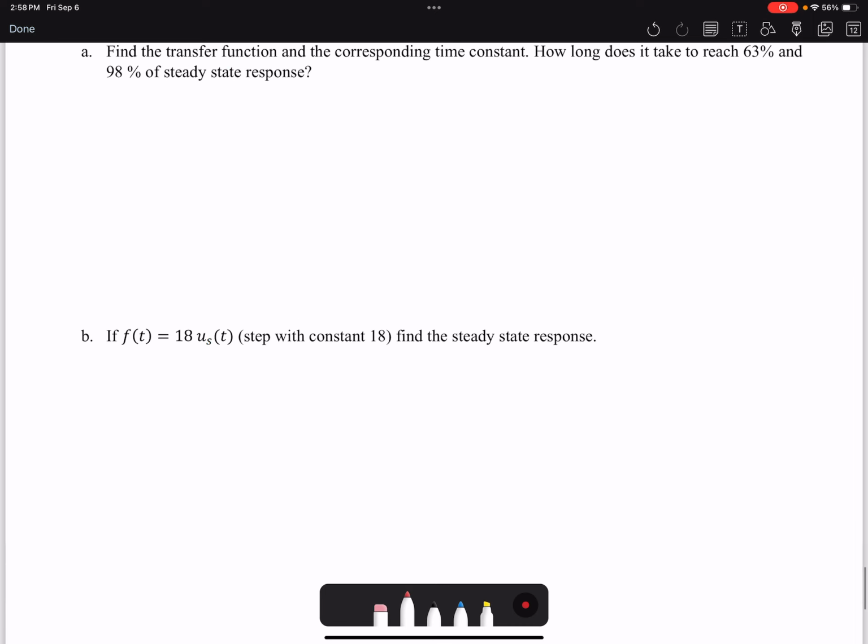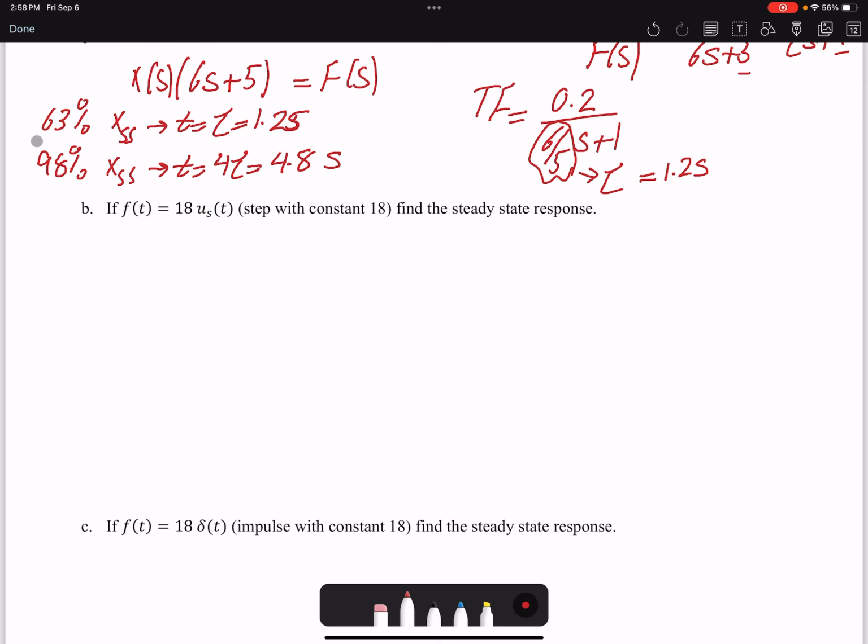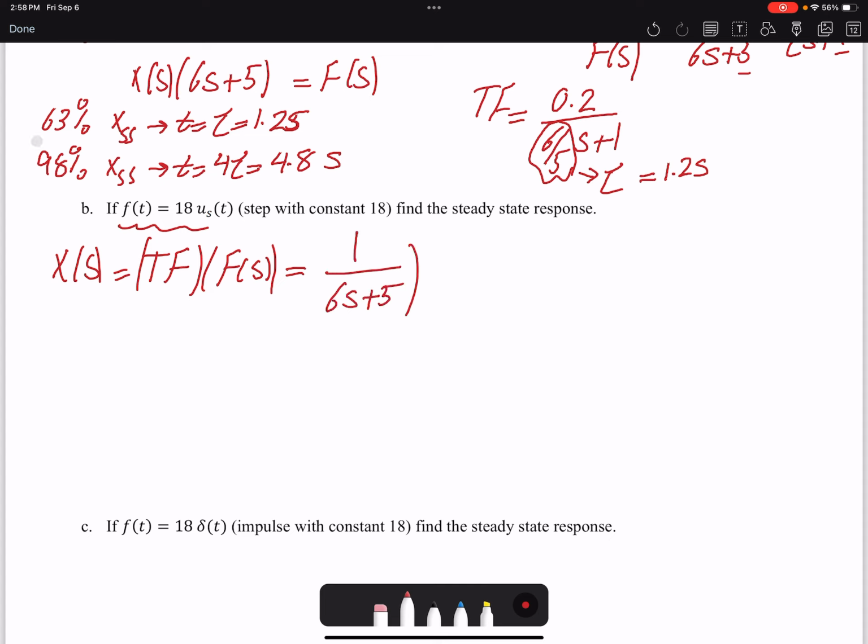In part B, the only thing that changes is that we have the input now. Then we want to find the steady state response. So X(s) is the transfer function times the input, or F(s). Here the F(s) is given to us. The transfer function was 1 over 6s plus 5. And the input is 18 over s.